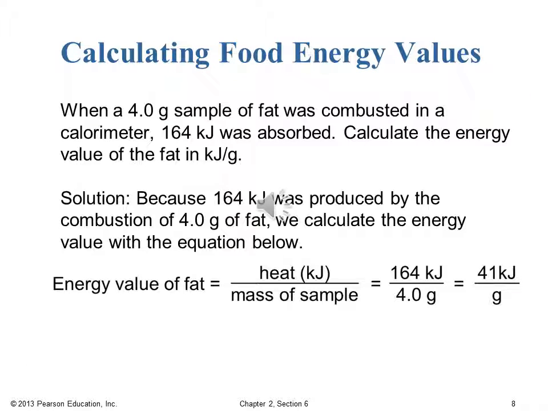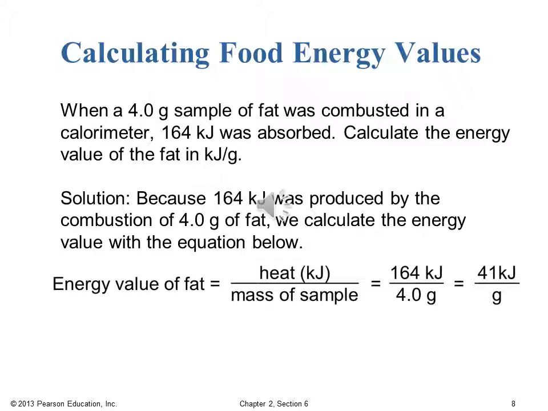All right, so let's try a problem. If we look at this example, we have a 4-gram sample, 4.0 grams, for those of you who are watching your sig figs, which should be all of you. So a 4.0 gram sample of fat was combusted in a calorimeter, and 164 kilojoules of heat energy was absorbed by the water in the calorimeter. Calculate the energy value of the fat in kilojoules per gram.